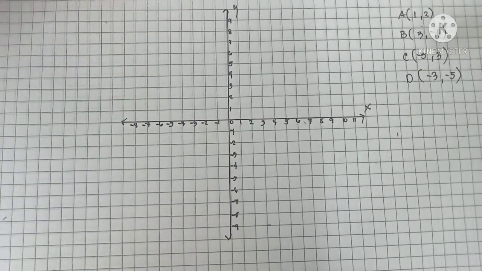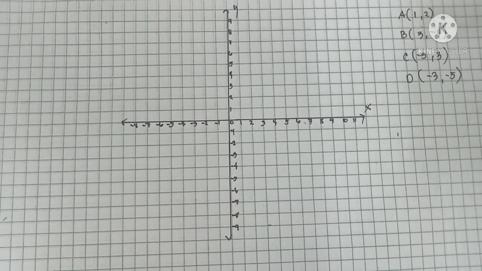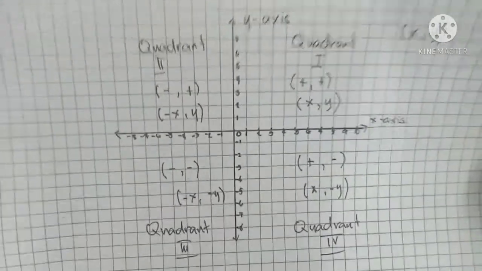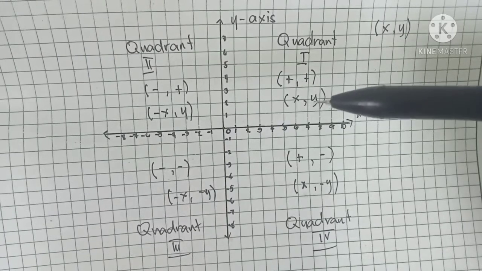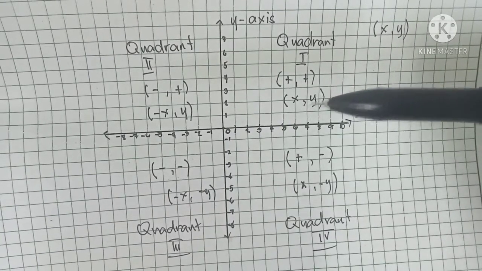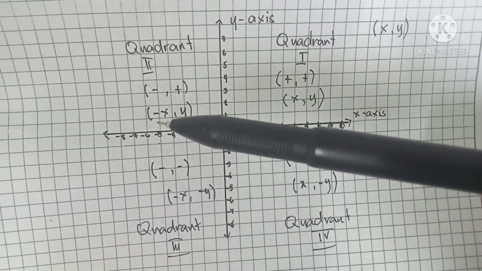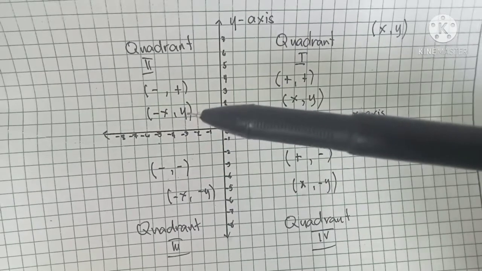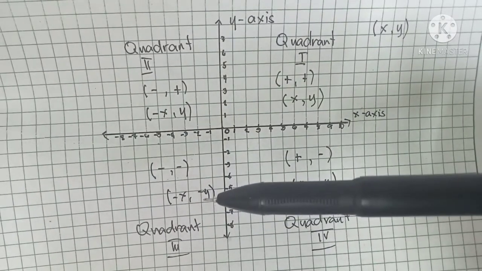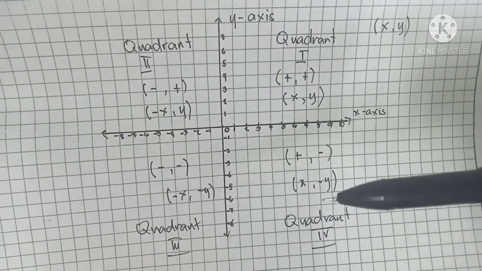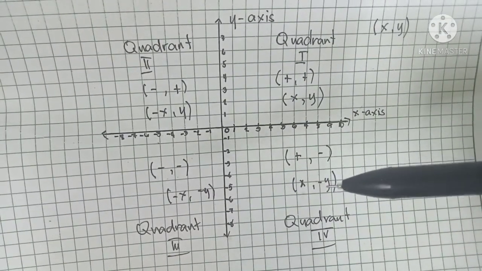So by using our previous graph with the information that we have, so here, as you can see, is our first quadrant, which is all positive. Second quadrant is where our x is negative, our y is positive. The third quadrant is where both x and y are negative. And our fourth quadrant, our x is positive and our y is negative.